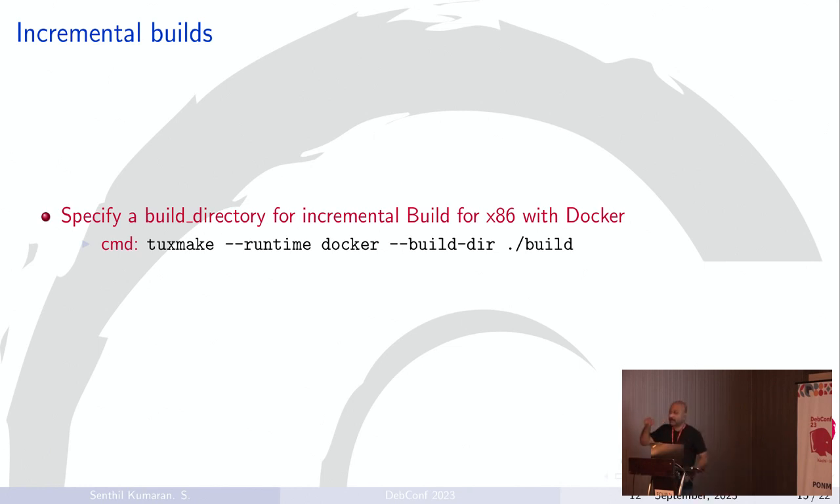Now this is where incremental builds come in. If you specify this, the next time you make edits to your kconfigs or other things, and you specify the same build directory, it's going to do incremental builds. It's the usual make process, how incremental builds are done using make. So specifying the same build directory is going to get you incremental builds.